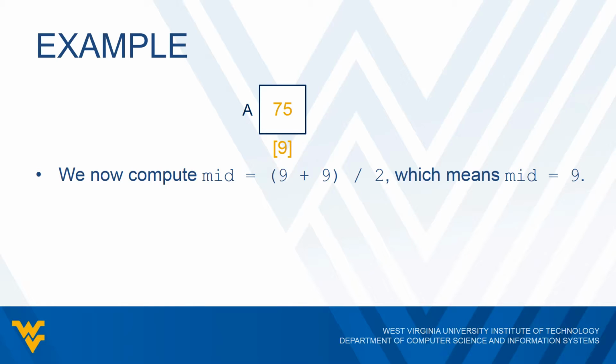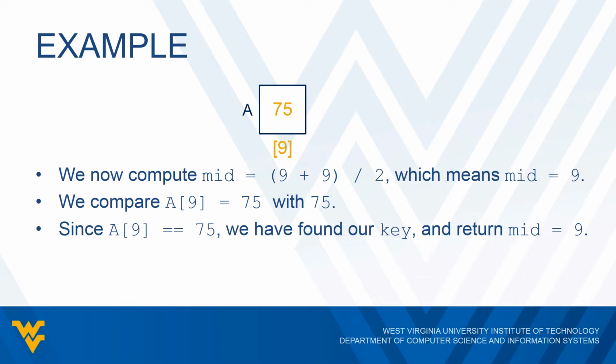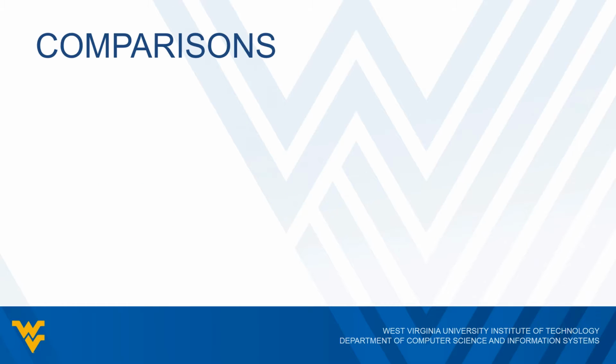We're going to compute our mid. Our low and high are both 9. So 9 plus 9 is 18. We divide it by 2, so our mid is going to be 9. Now we're going to compare A9 with 75. A9 is 75, so we find that A9 does equal 75. This means we have found our key, so we would return the value of mid. We're going to return 9 as the index of where our array element contains our key.